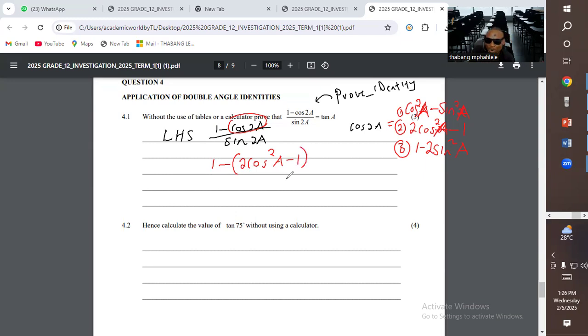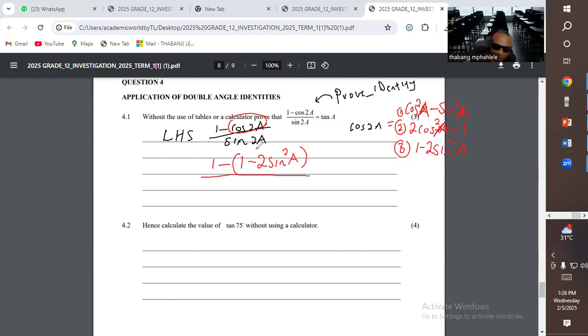My choice is wrong because if I use this one, I will have a positive answer. I don't want that, so why not pick 1 minus 2 sine squared A? Let me pick number 3. I will explain, guys, why I'm picking this one. So we have 1 minus 2 sine squared A over sine 2A.